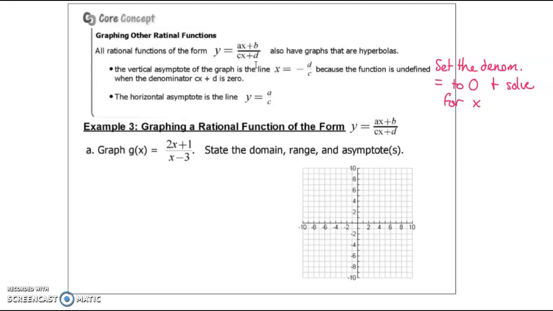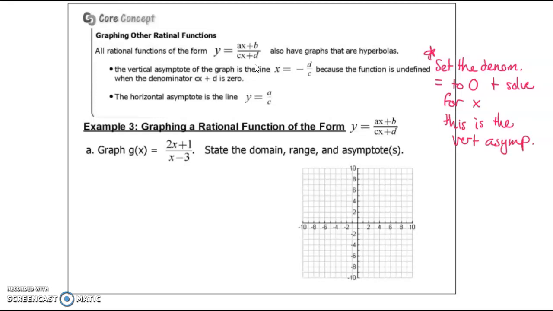So first of all, the vertical asymptote of the graph. Honestly, I think it's more intuitive to set the denominator equal to 0, because that's where it's going to be undefined. So set the denominator equal to 0 and solve for x. And so this is the vertical asymptote.